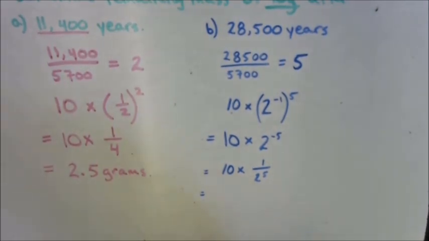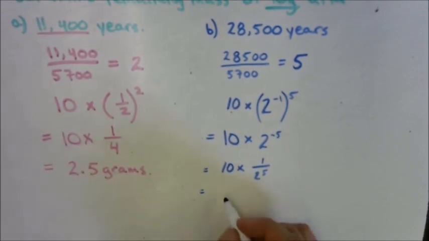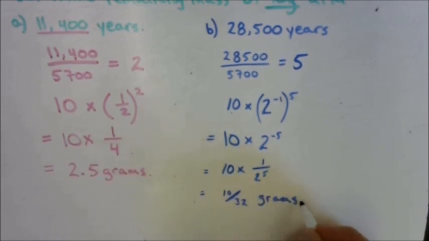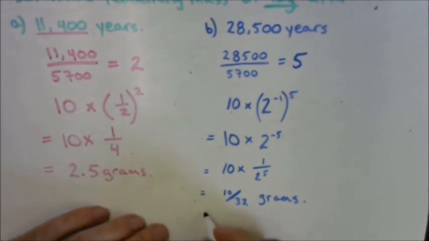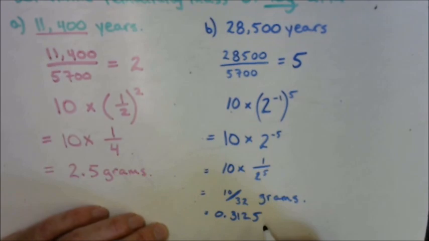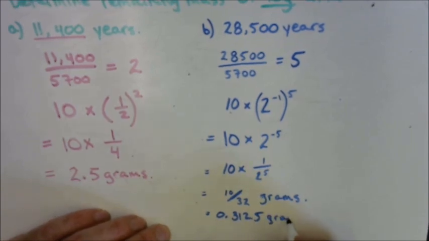I don't have the answer because the book was wrong on the number of half-lives. But it'd be 10 over 32, and you can put that in your calculator. That many grams are left of the 10-gram sample that we started with. So after 28,500 years, you have 0.3125 grams.